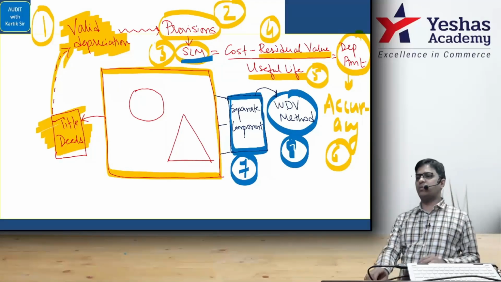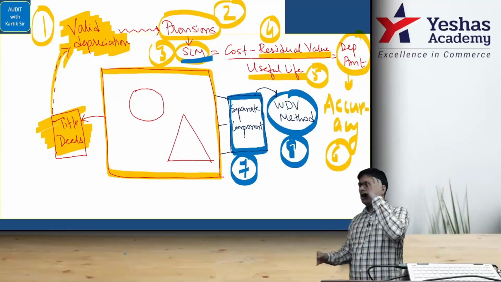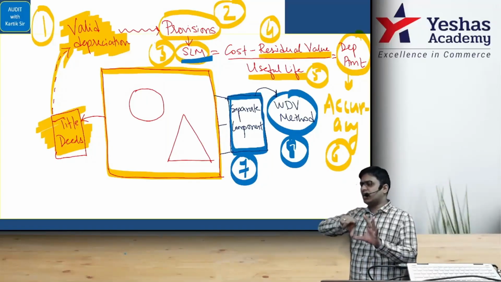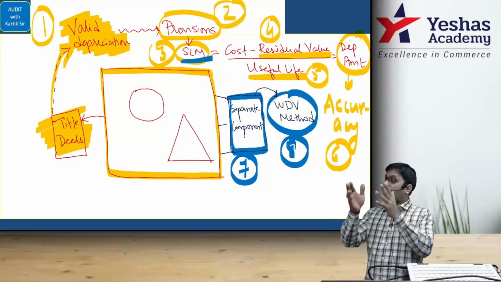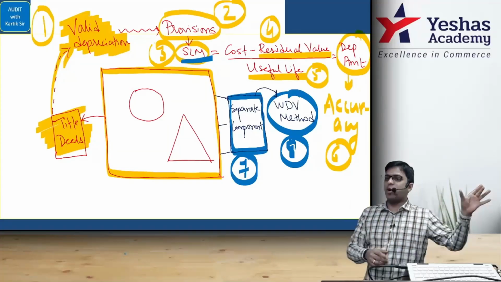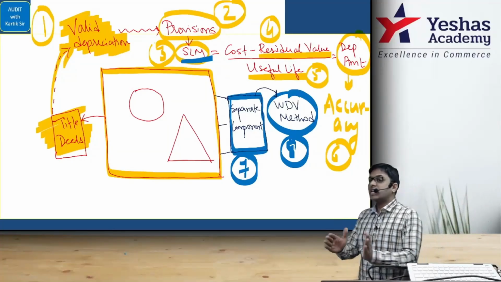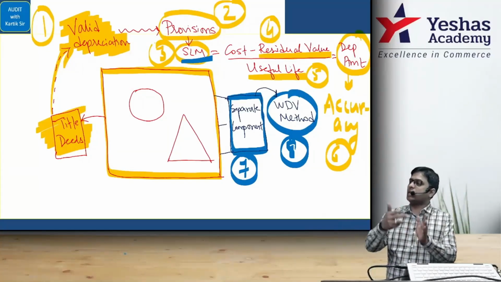So for the 8 points, let's wrap it up. Tell me, diagram based will become very easy. First is what? Valid depreciation. That will come from the title deed. Second, provision. Third, the accounting policy. Fourth is residual value. Fifth is useful life. Sixth is depreciation amount is calculated properly. The seventh is separate component. Eighth is separate method of depreciation for the separate component.